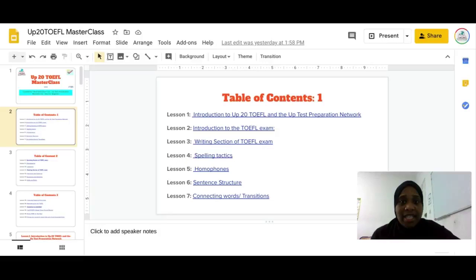Lesson 4 is about spelling tactics. With this part of the exam, the writing section, it's very important to spell your words correctly. So spelling tactics is a really important lesson as well, as much as lesson 5, which is about homophones, and lesson 6, which is about sentence structure. Lesson 7 is about connecting words and transitions, the best ways to do that within your writing. A lot of students have some issues with that, so this is an important part as it relates to the writing section of the exam.